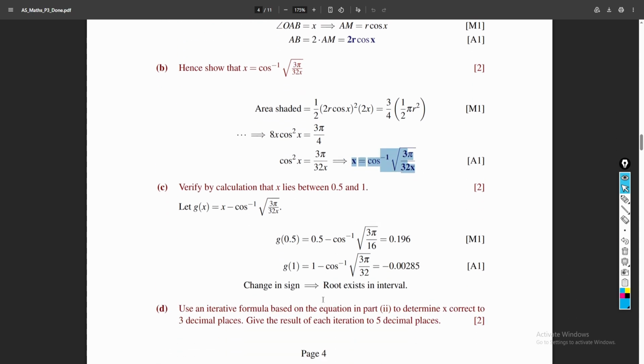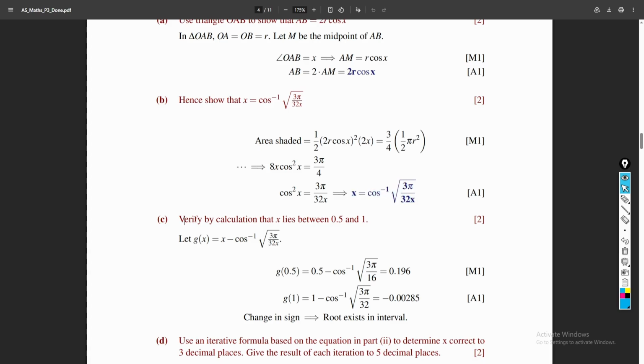So lastly, this one is very straightforward. Over here, we need to verify by considering that x lies between 0.5 and 1.